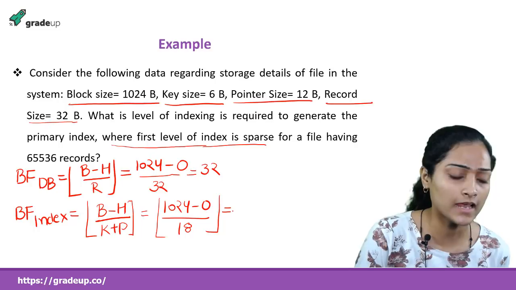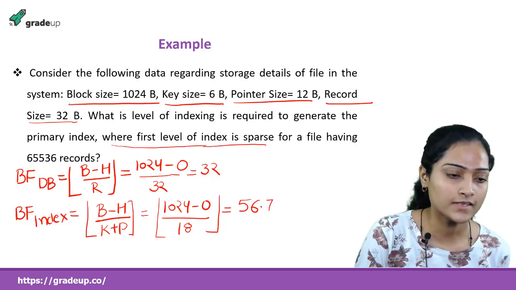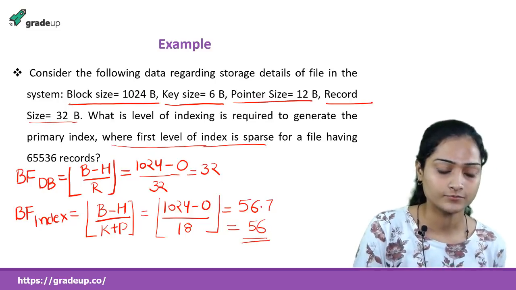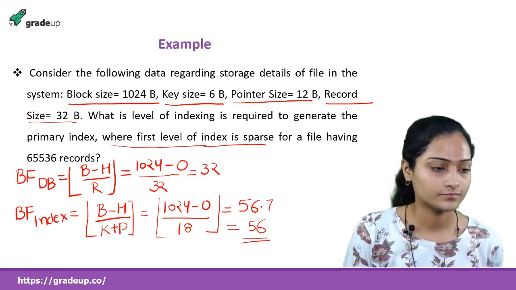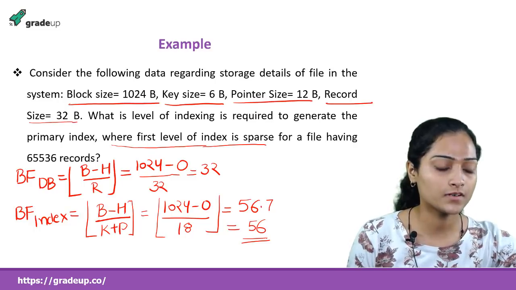tell me after calculating the value. Yes, it is 56.27 something, and it would be 56.